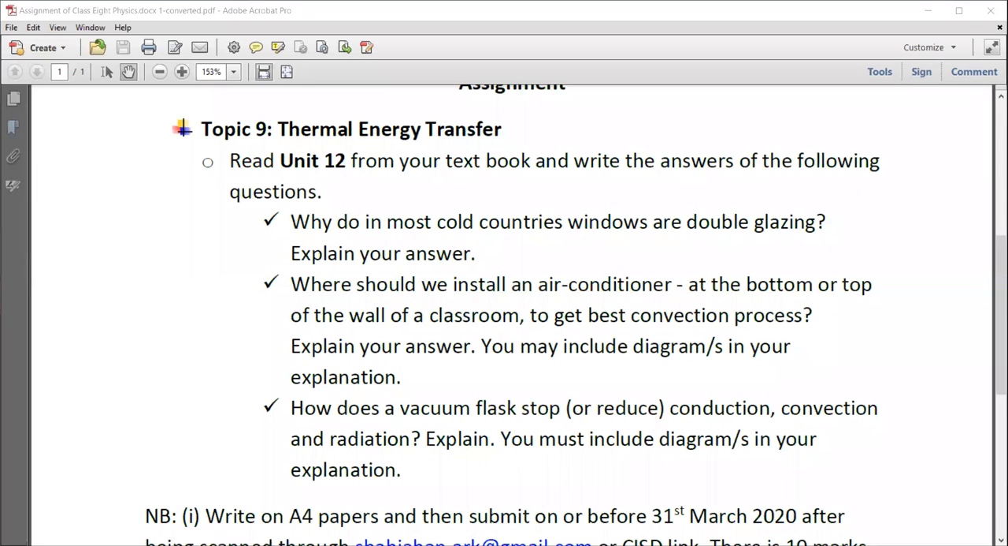Listen, boys and girls. Could you please open the book? I am telling you the page number, 177. Can you please check 177?